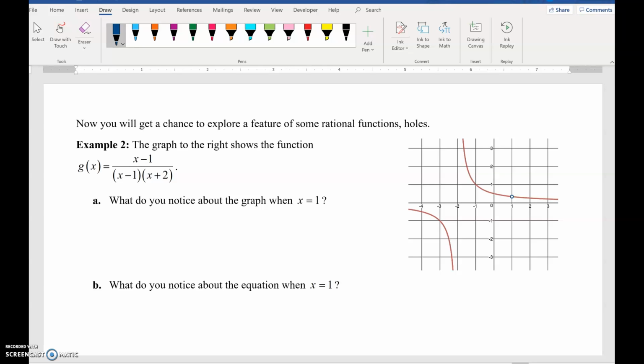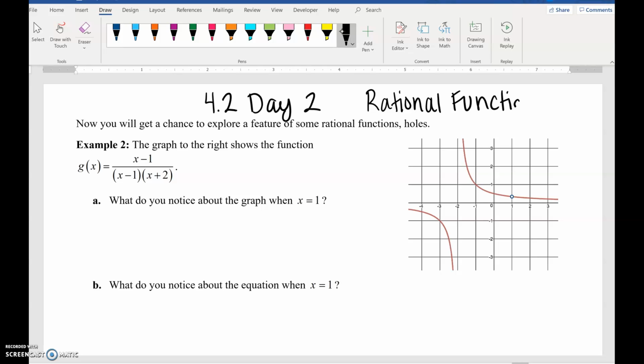We are still in 4.2, so I'll go ahead and write that at the top. This is just 4.2, day 2. So we are still working with rational functions. Today we're going to look at some that have special cases. We're going to explore some that have holes.